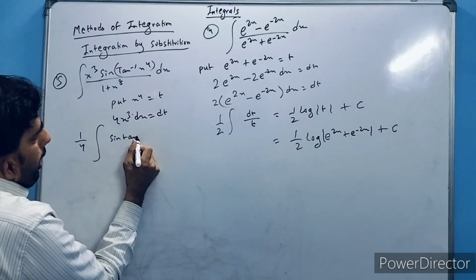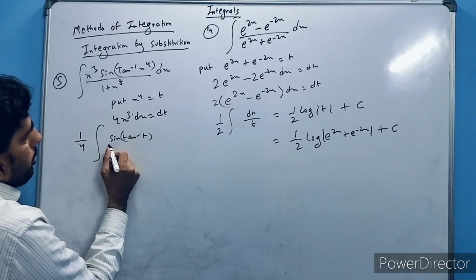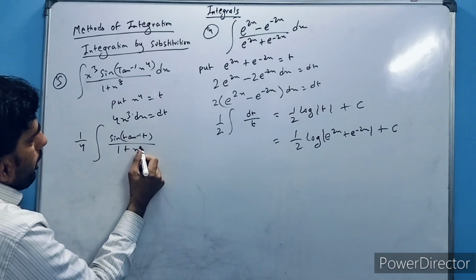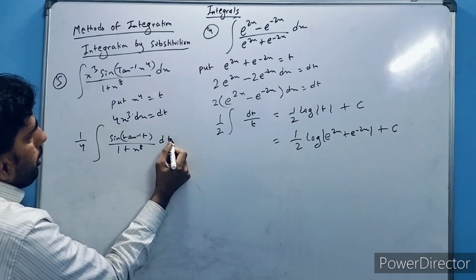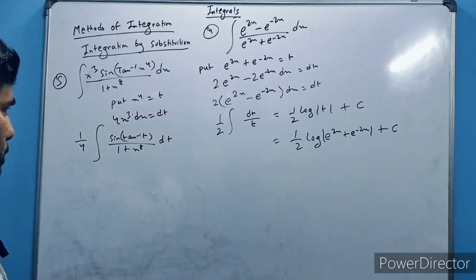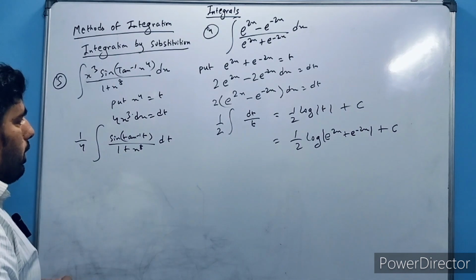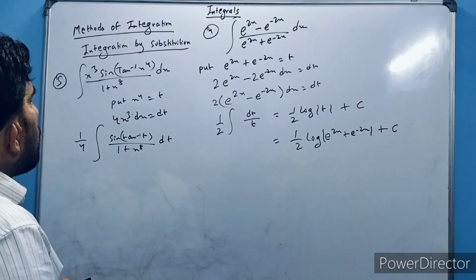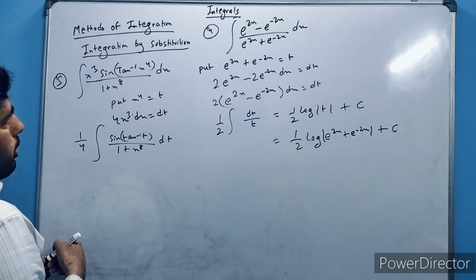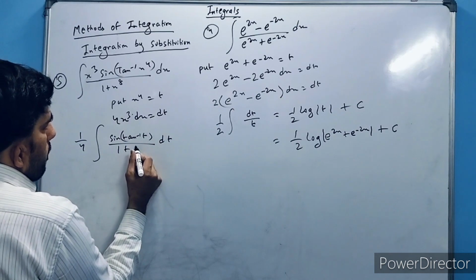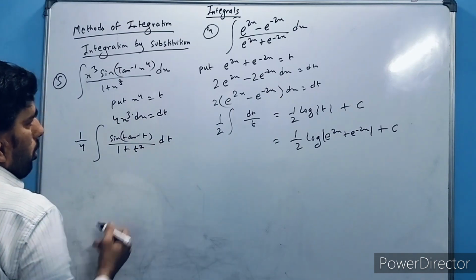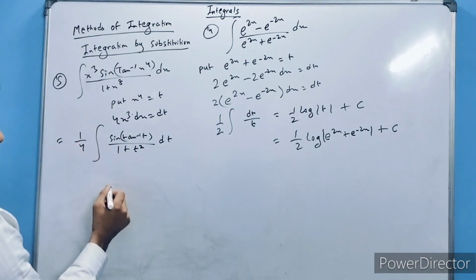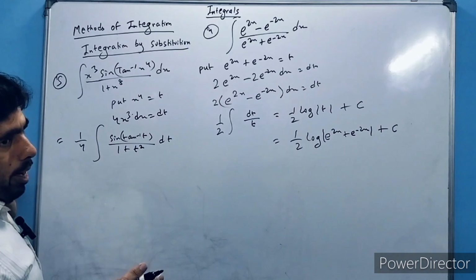And I got sine of tan inverse t upon, if I have taken this, 1 plus x8 dt. Now what will happen is, tan inverse of t, 1 plus x8 we have here, but we have put x4 as t, so I can take here 1 plus t square. Because its square will be t square.